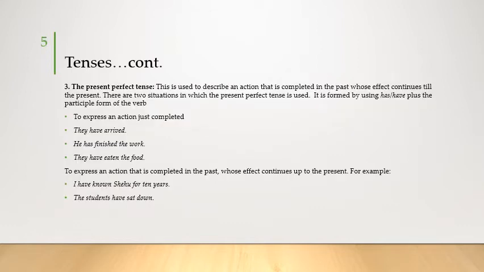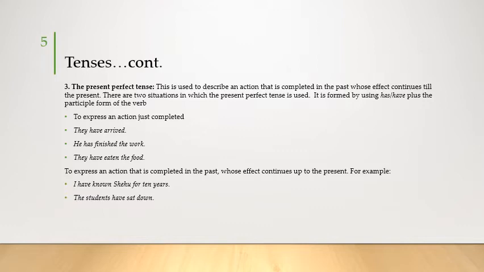Then we have number 3, the present perfect tense. This is used to describe an action that is completed in the past, whose effect continues till the present. There are two situations in which the present perfect tense is used. It is formed by using has or have plus the participle form of the verb. Let us see these examples.